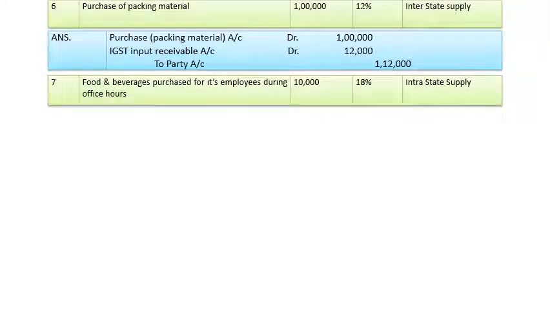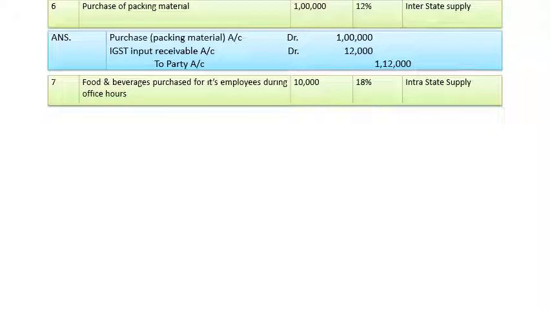Now next transaction: food and beverages purchased for its employees during office hours. Amount is 10,000. Rate of GST is 18% and it is an intra-state supply. Now here it is an intra-state supply, so CGST and SGST will apply.